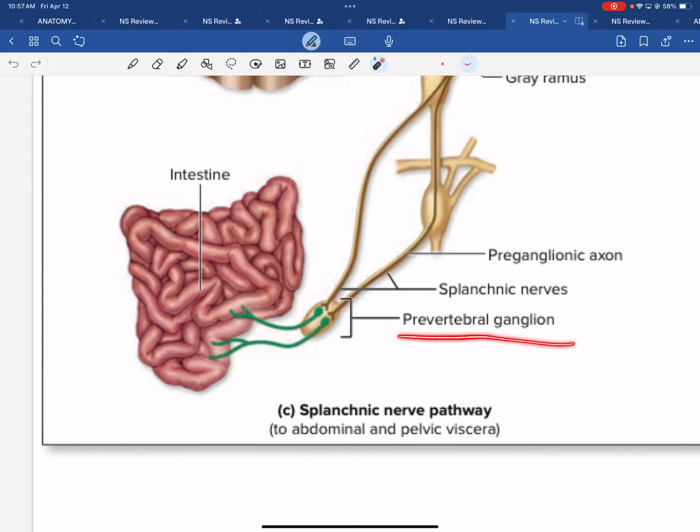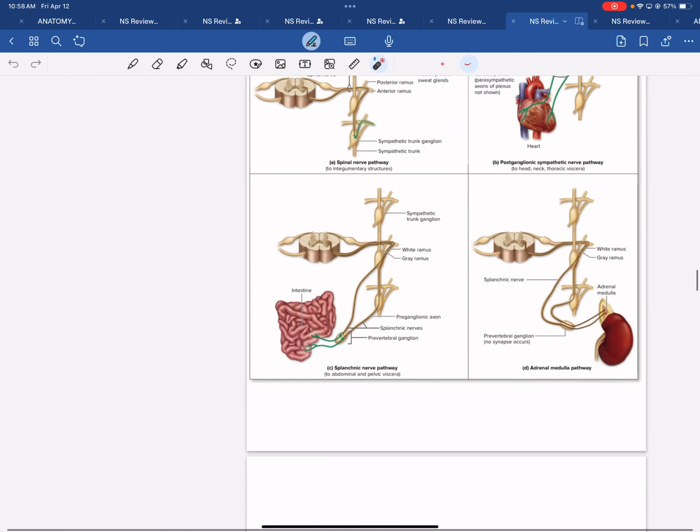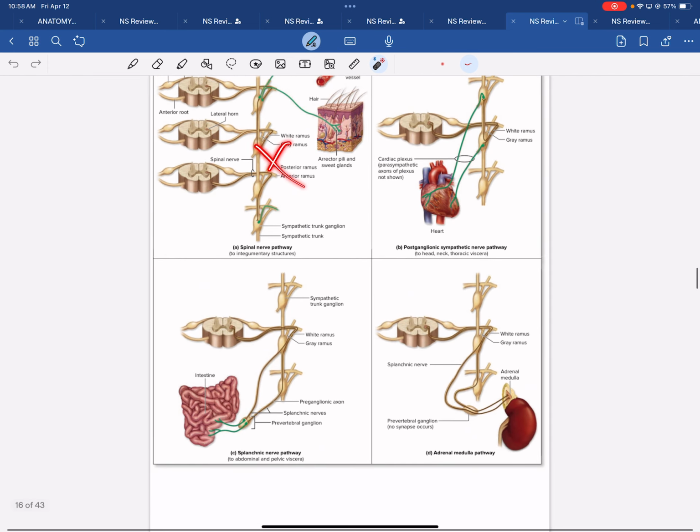In this case, not a paravertebral ganglion, but a prevertebral ganglion. The cell body of the postganglionic sympathetic motor neuron is in that prevertebral ganglion, and then its axon goes and innervates, usually the digestive tract, right? So yes, there are 4 specific pathways for these sympathetic motor neurons.